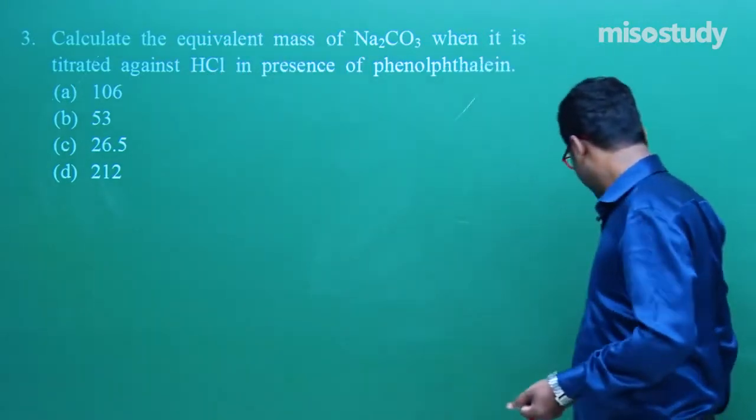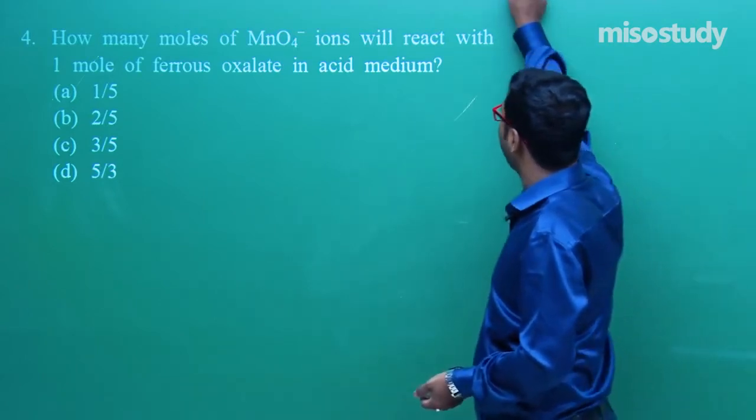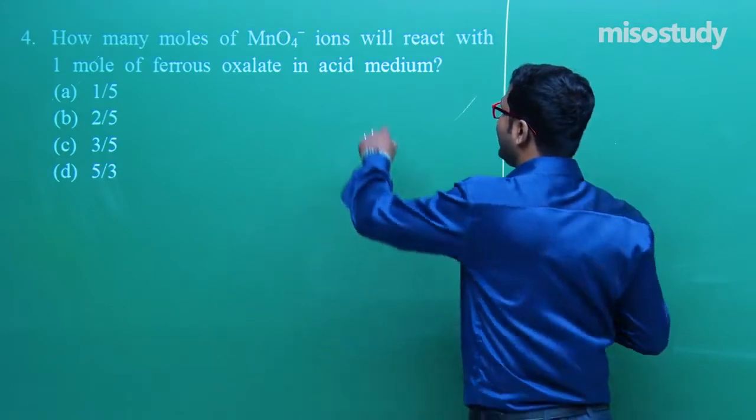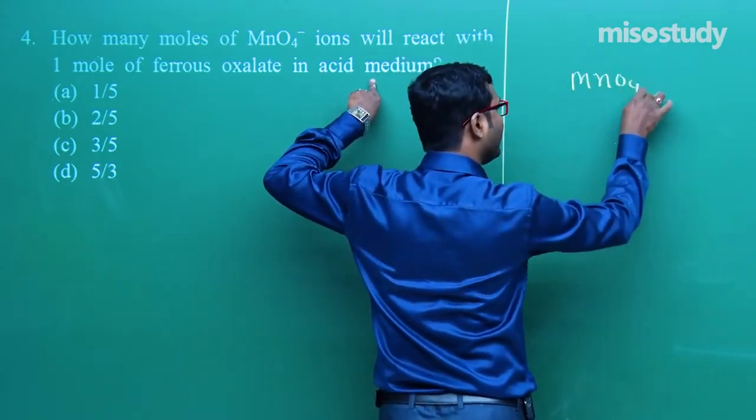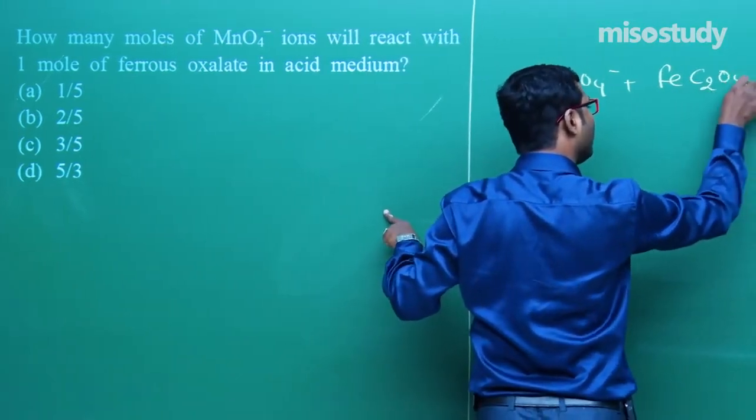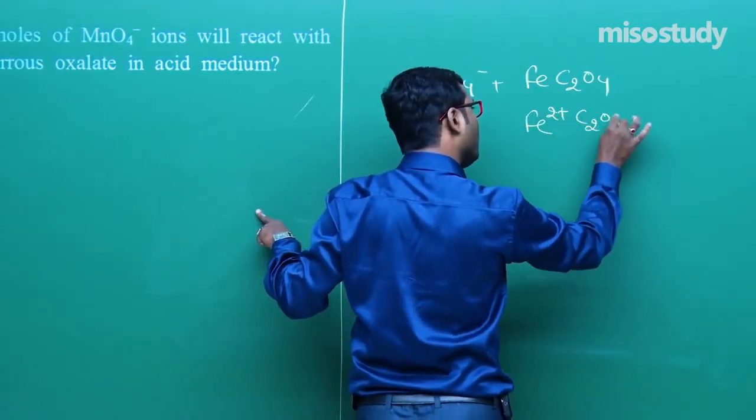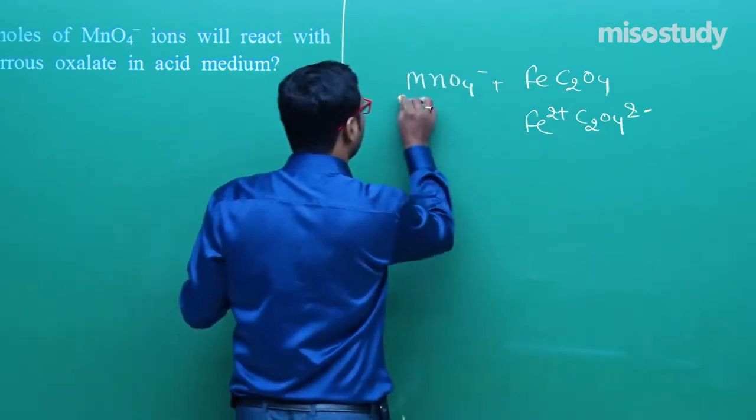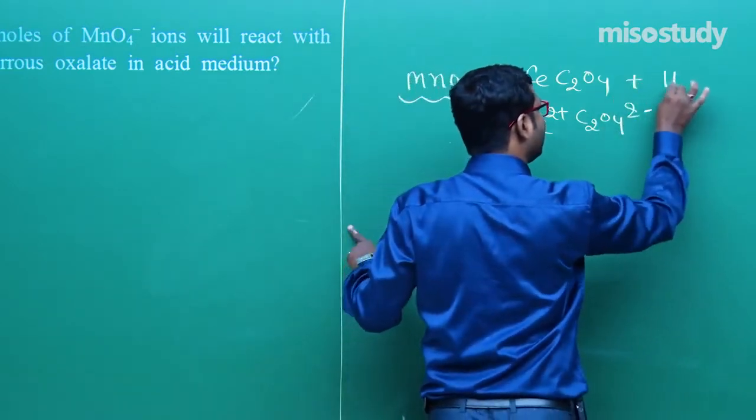Now, what is the next question? Read the question carefully. How many moles of MnO4 minus ion will react with 1 mole of ferrous oxalate? In acidic medium, okay. That is MnO4 minus, clear? That is FeC2O4, ferrous oxalate. It can be written like Fe2+ and C2O4 2-. Then MnO4 minus, this is the reaction, in the presence of H plus.